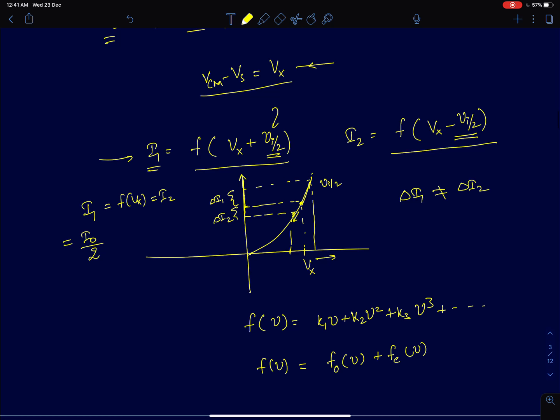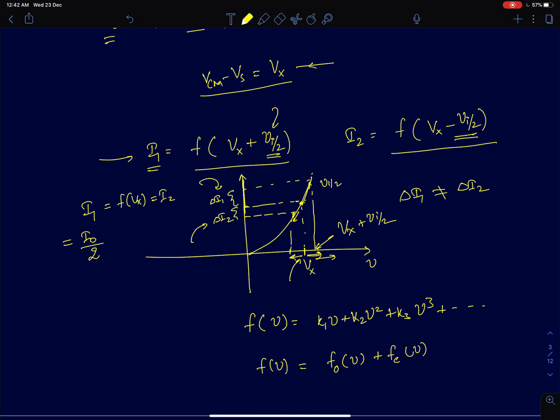Now, if I start from Vx, which is the nominal bias voltage, and move Vi by 2 units on this side, this is the IV characteristic of this nonlinear device. If I move Vi by 2 units on this side, then the change in the current, I'm going to call it delta I1. So this voltage here is Vx plus Vi by 2. Similarly, I'm going to move Vi by 2 on the other side of Vx, and I'm going to call the change in current delta I2.